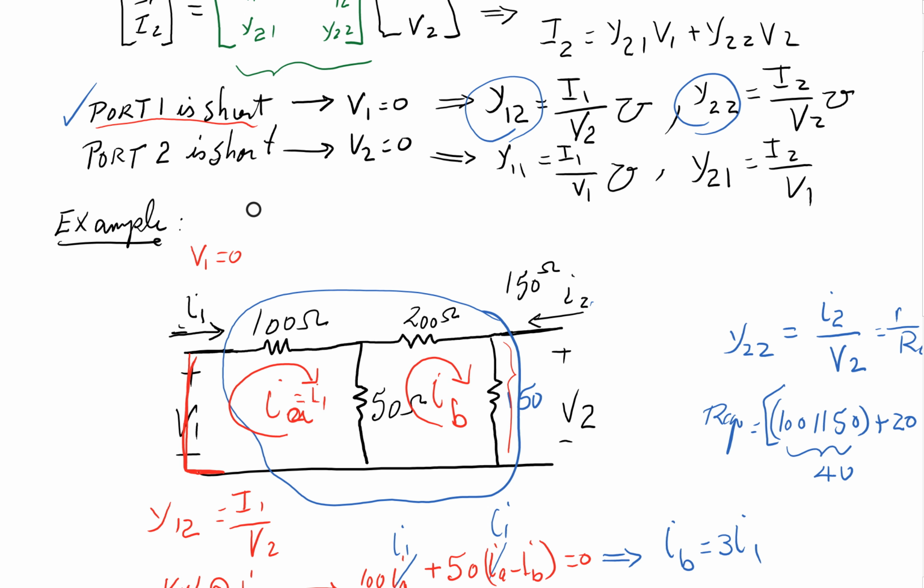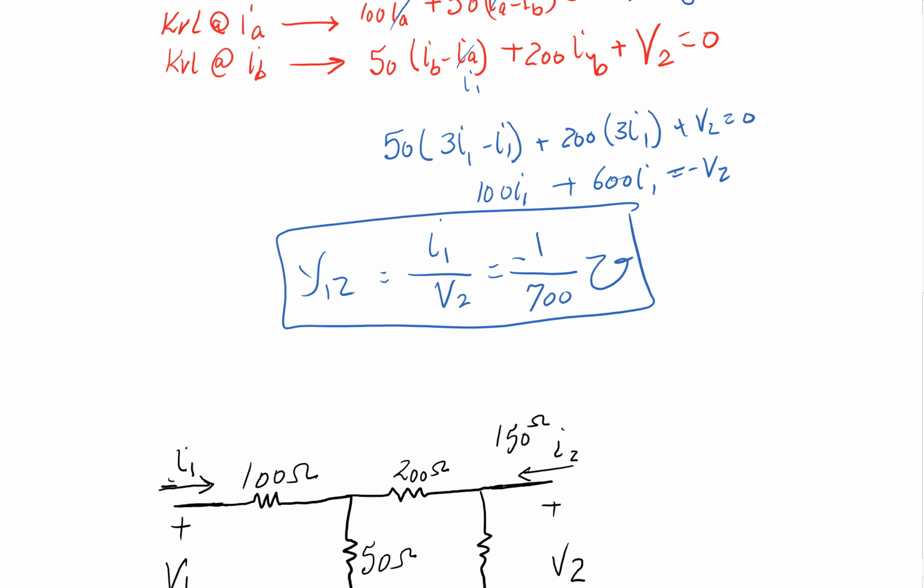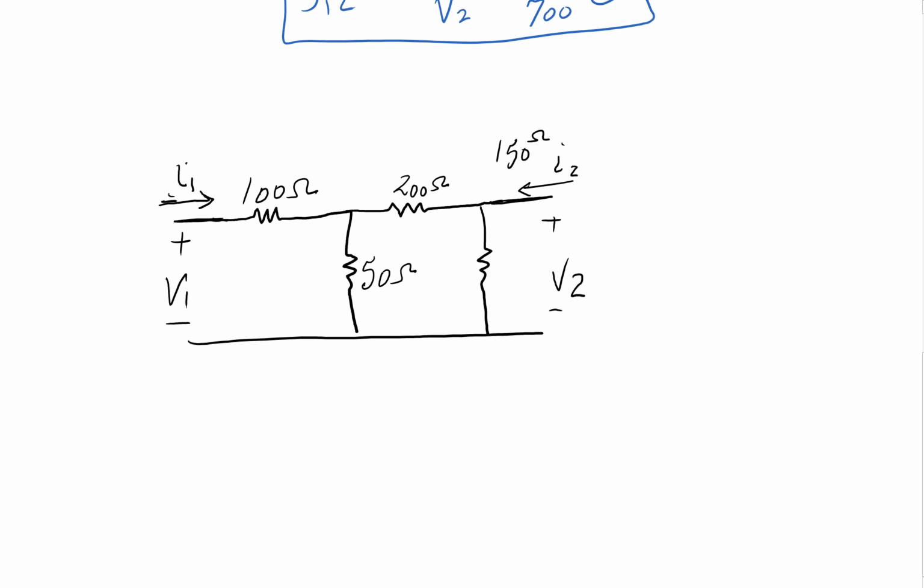So let's go ahead and see if we can find Y11. That's a little bit simpler. In this case, if I want to find Y11, we know this side is all shorted out. Actually, as you can see, let me go ahead and write 150 ohms in here.